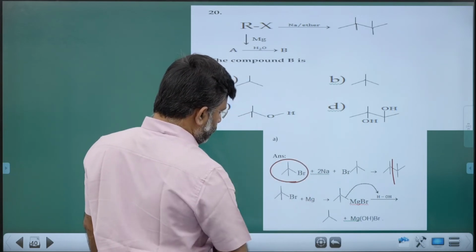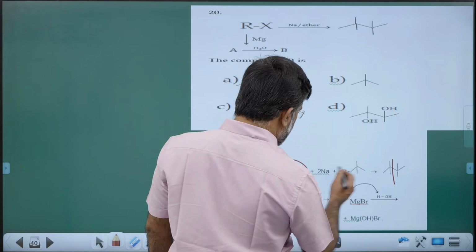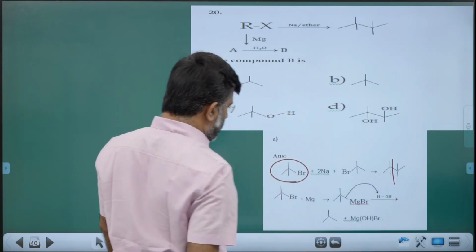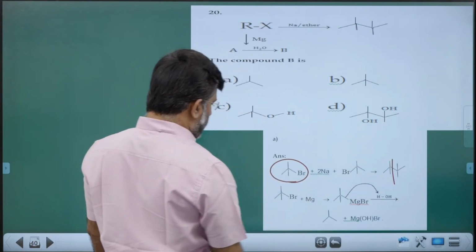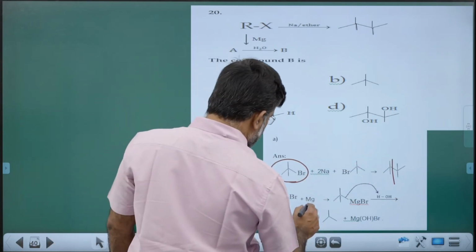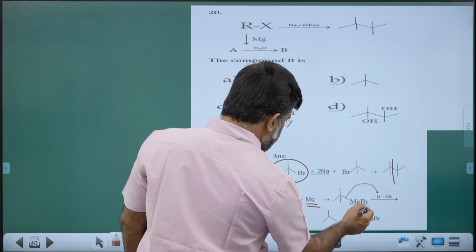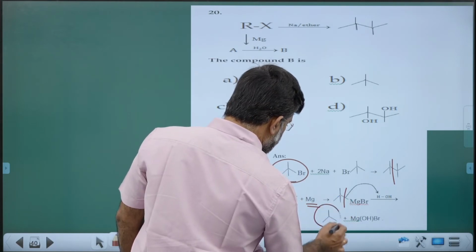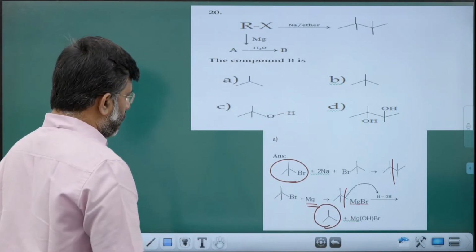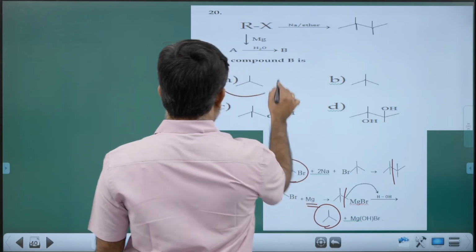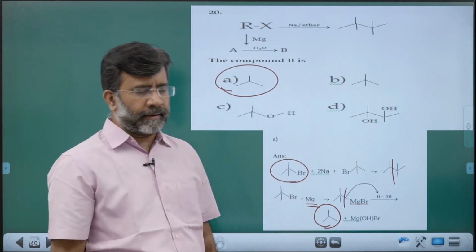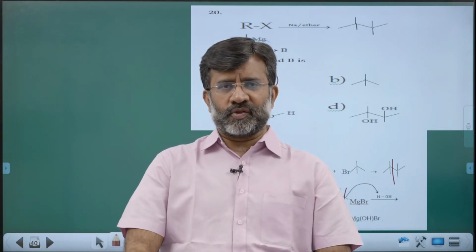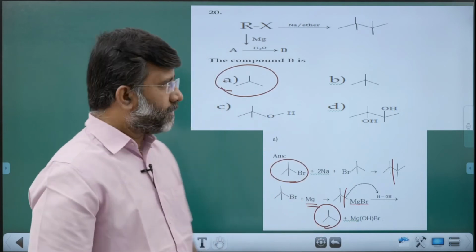RX interacting with metallic sodium, you will get this product. So these two molecules, Wurtz reaction, you will get that product. So from the product, you can understand what the reactant is. Now this reactant reacting with magnesium gives a Grignard reagent. Upon hydrolysis, it will break here and the hydrogen will be attached, and this is the product. The answer is option A. Try to write down a question from the NCERT text. Next question.